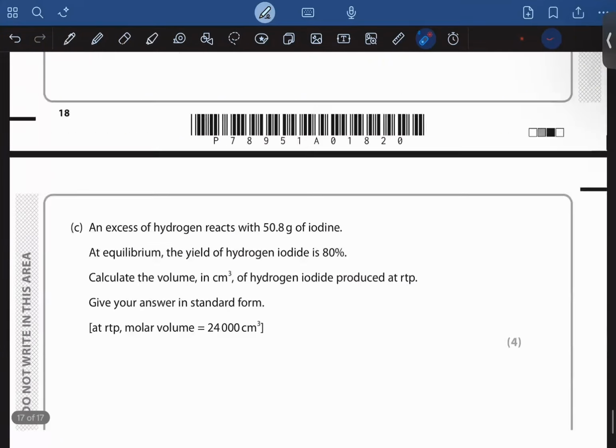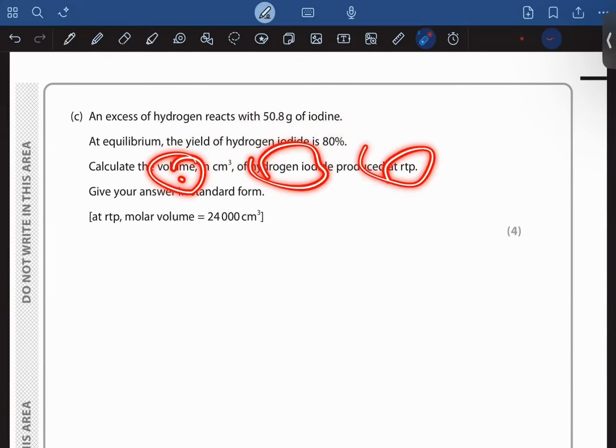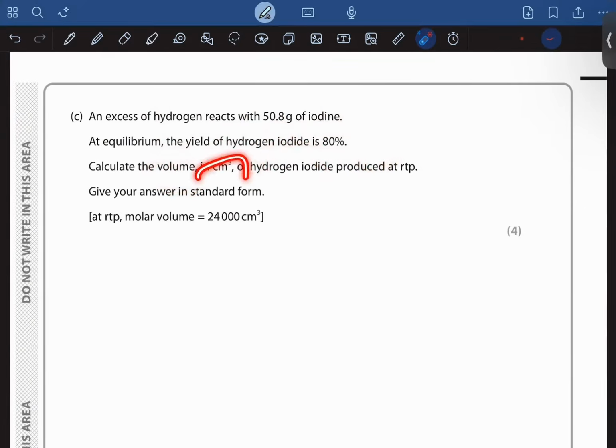Moving on to the last question. It says that an excess of this reacts with this mass of iodine. At equilibrium, the yield of hydrogen iodide is 80%. Calculate the volume of hydrogen iodide produced at room temperature, giving your answer in standard form. The molar volume is given. Now you have the mass of it, so what you could do is find the moles of this as well.